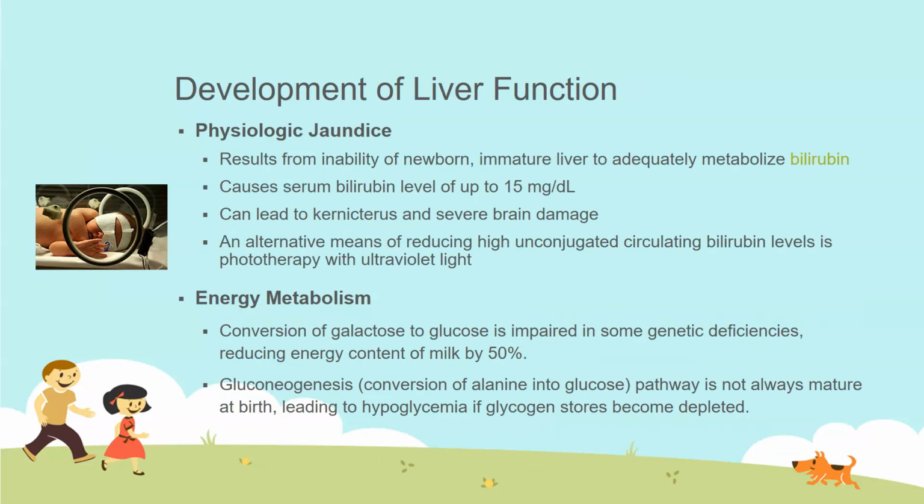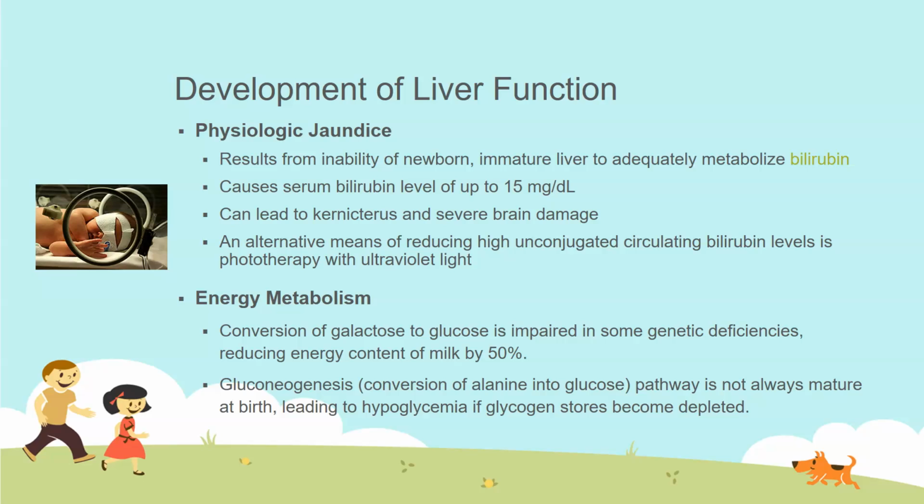A little bit about liver function. So, physiologic jaundice results from the inability of newborn immature livers to adequately metabolize bilirubin, which is constantly being produced because red cells are being turned over every day, all day.